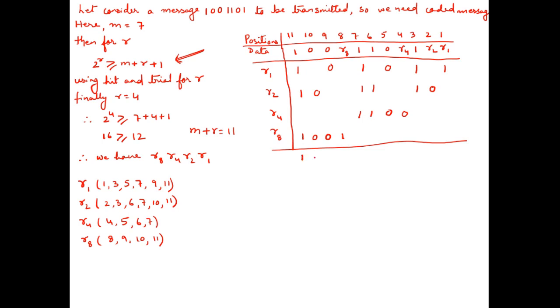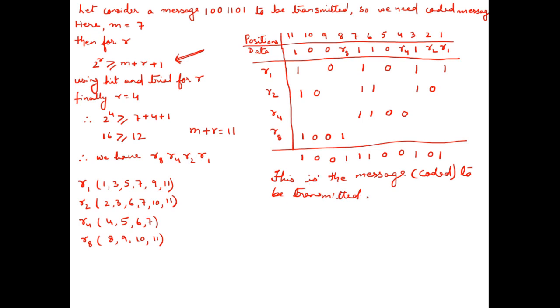You see it is 1, 0, 0, 1, 1, 1, 0, 0, 1, 0, 1. So this is the coded message. This is the message to be transmitted. Coded means it is having R bits as well as M bits. Message coded to be transmitted. I hope you understand what is happening at the transmitter end.